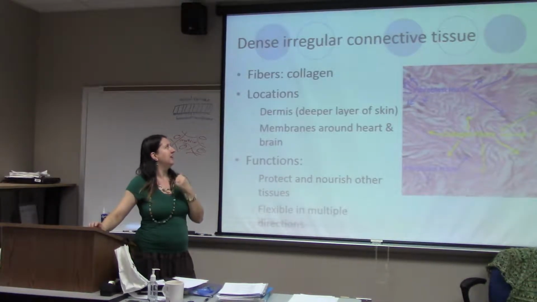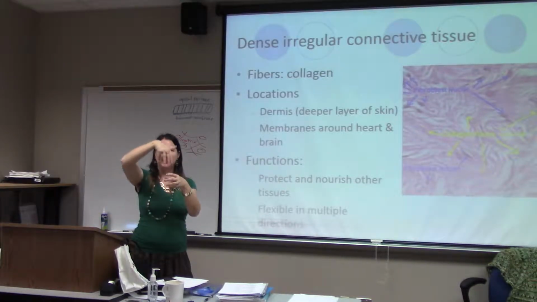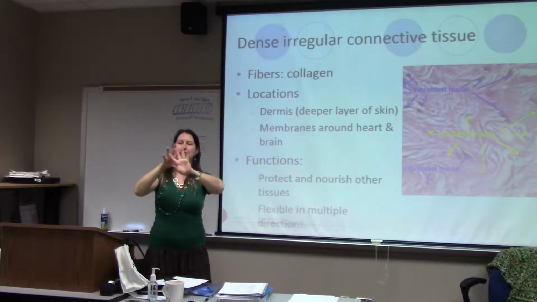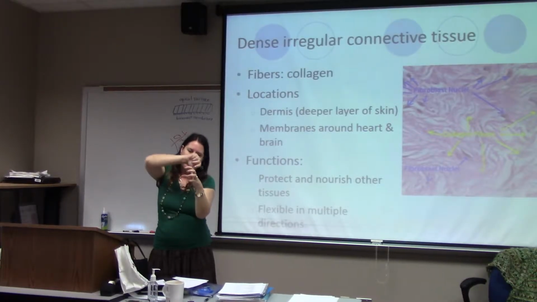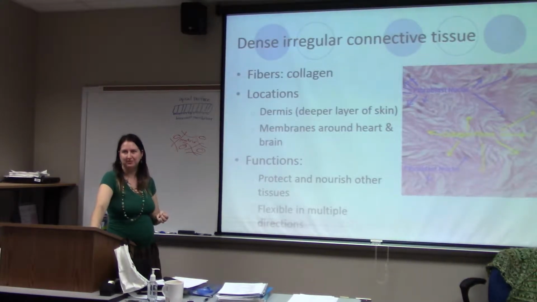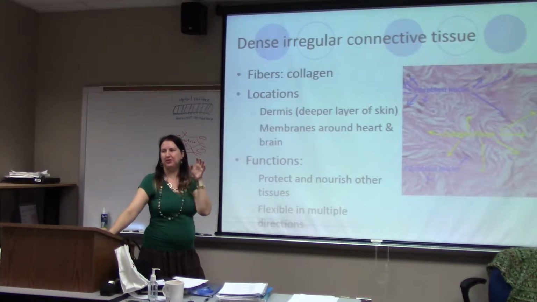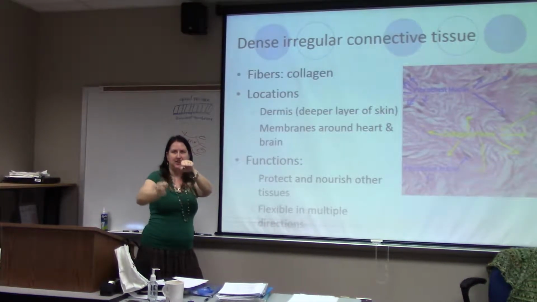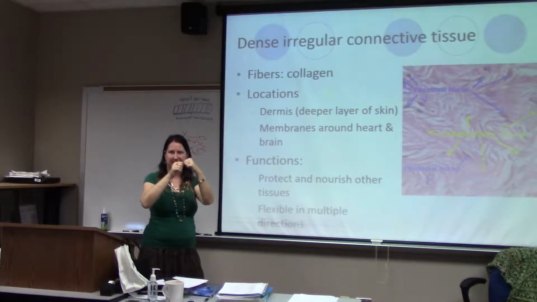Comparing dense regular to dense irregular, think of a pack of crayons. When it's brand new, they're all neatly lined up, and they take up as little space as they can, and you can't fit anything between them. But if you put them away quickly, they end up like this. They take up more space for what they are and expand the box, and there's nooks and crannies in between them. And that's how the blood vessels fit into the dense irregular when they can't in the dense regular. Dense irregular is flexible in multiple directions. So instead of just, here's this cord that we can't stretch, but we can bend it, dense irregular is more of a sheet that we can stretch and bend a little bit in each direction.